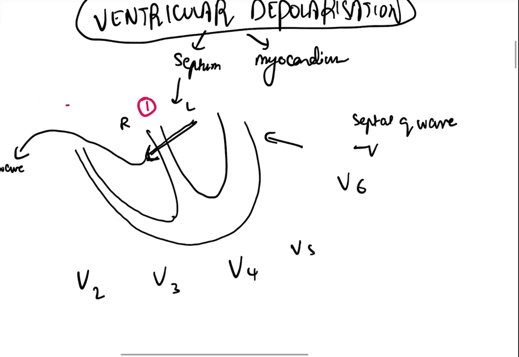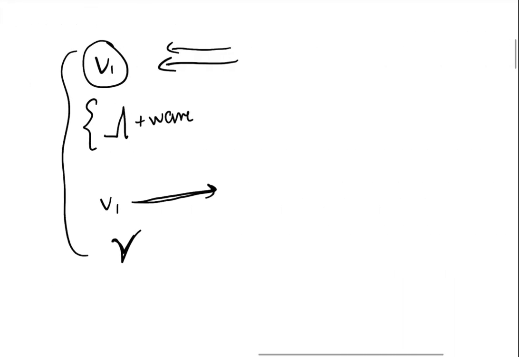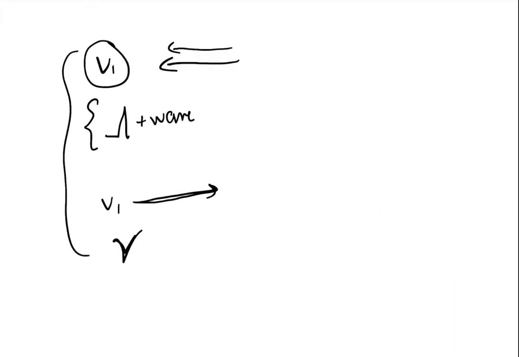So this is what happens exactly during the first phase of depolarization. Let me repeat the basic rule. The basic rule is, when the current of depolarization is towards one particular lead, you get a positive wave. If it is away from the lead, you get a negative wave.